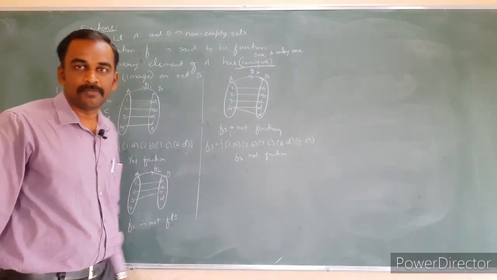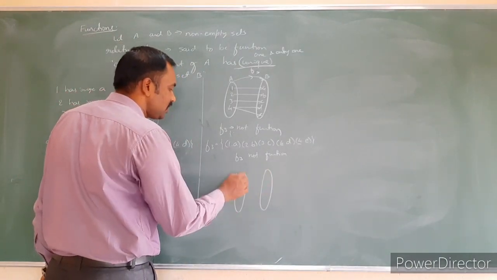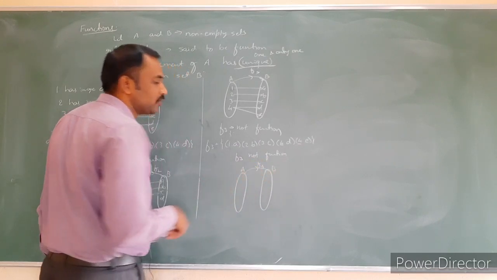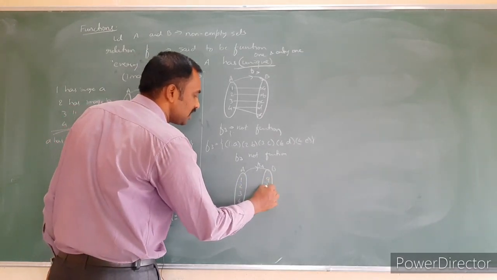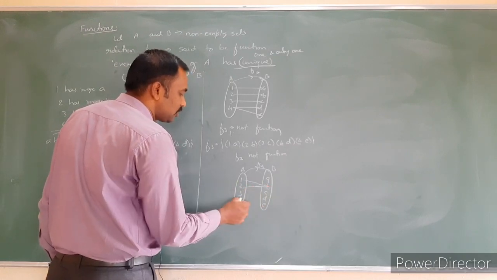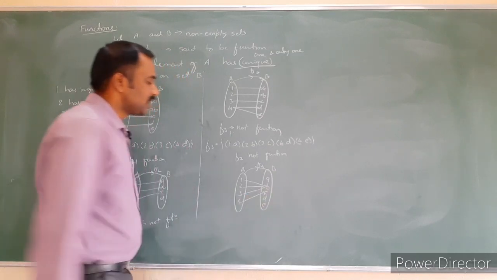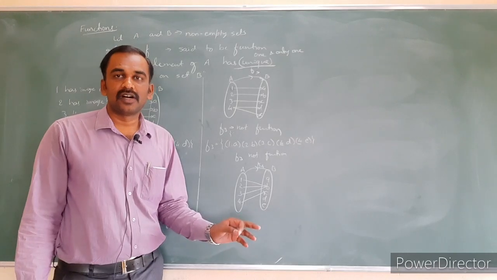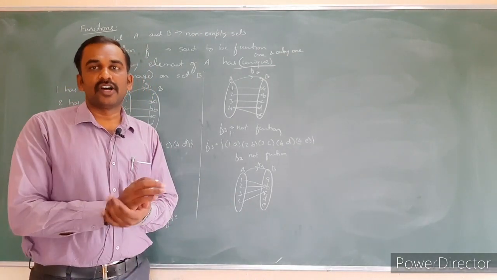Are you clear about this one? Now can you recognize the next example? Yes, set A is there, set B is there. I am going to write F4 as the relation. 1, 2, 3, 4 and A, B, C, D, E. 1 is related to B, 2 is related to B, 3 is related to B and 4 is related to C. Now tell me whether it is a function or not a function.